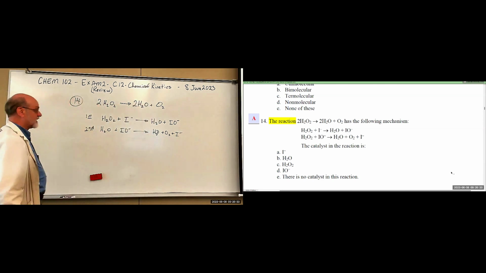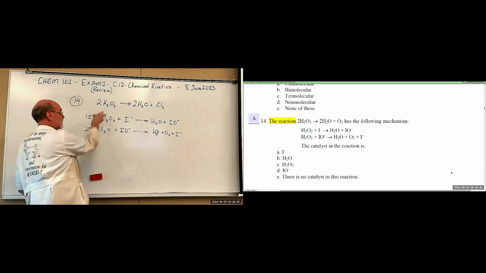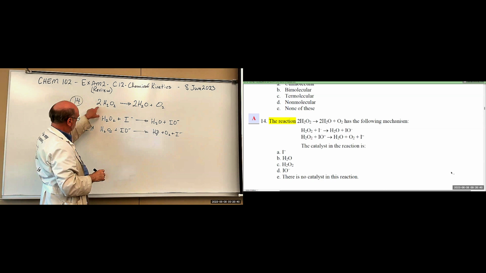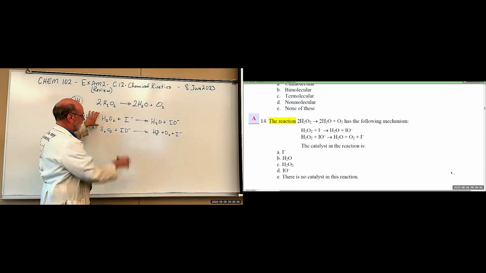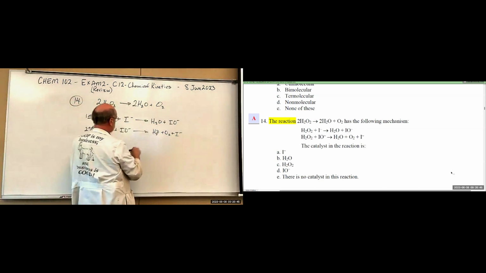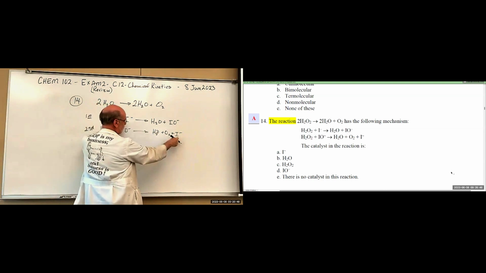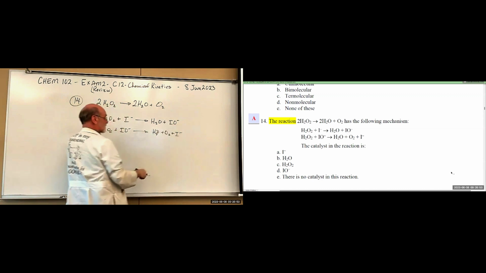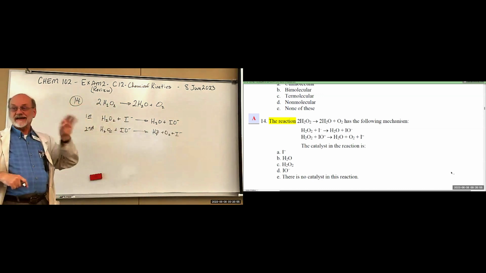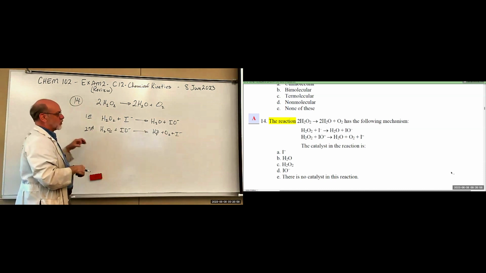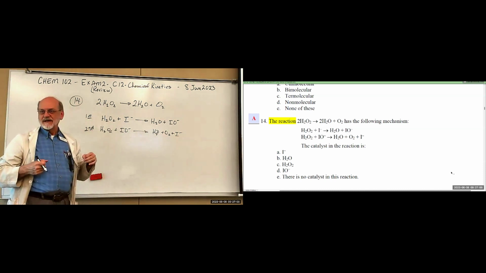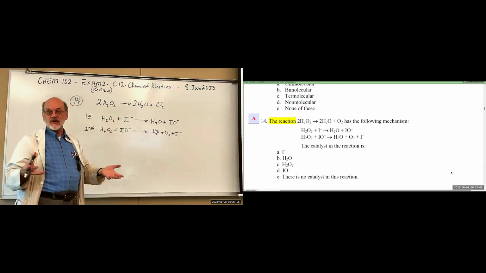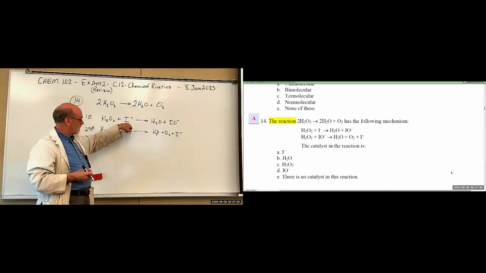Let's see, is that a valid mechanism? Can we add these two together and get that one? Well, yeah, we got two of these here, right? Those are good. They're not canceled on the other side. We got two waters on this side. That's good. This iodide cancels that iodide, and this IO minus cancels that IO minus. So yeah, it meets that condition. But which one is the catalyst? It's the one that goes in this side, comes out the other side, essentially unchanged. So there it is right there.